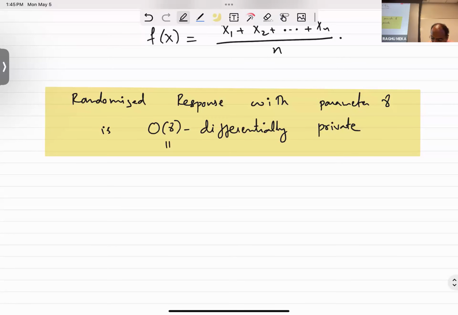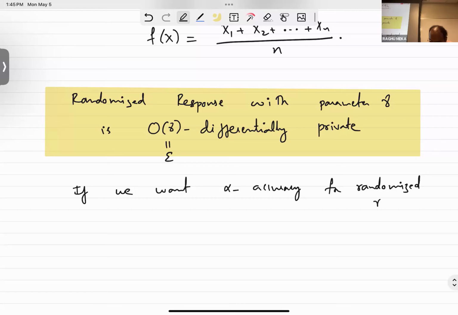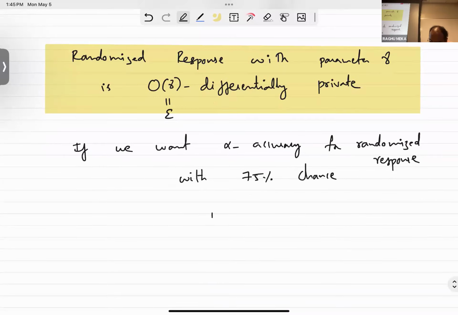So if I call this epsilon, this is like O of gamma, and we already said that, actually, maybe my notation was bad. I should have used, if you want alpha accuracy for randomized response with 75% chance, then we need n to be at least 1 over alpha squared gamma squared. I earlier used epsilon here, but I shouldn't have done that. I should have used alpha there too, but I'm just changing the notation.